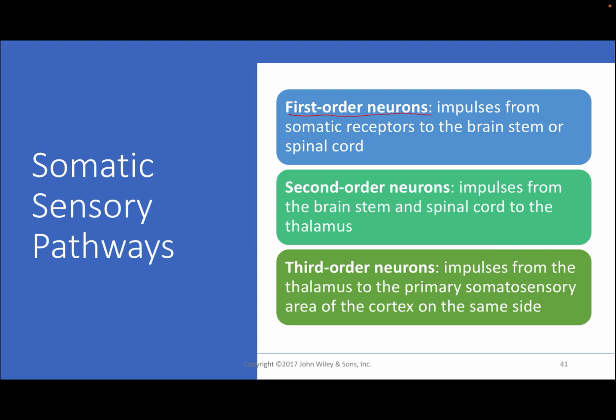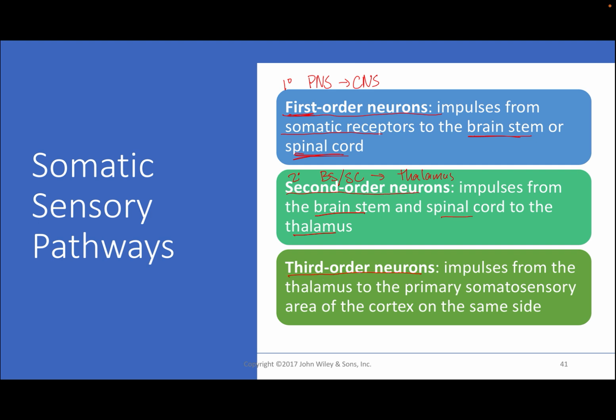We've mentioned our first order neurons before, right? Our somatic sensory pathway. This is where we're going to have impulses coming from our somatic receptors into the brainstem or the spinal cord. So this is where we're going from the peripheral nervous system into the central nervous system, specifically the brainstem or the spinal cord. This is our first order neuron. Our second order neuron, though, is going to be where that impulse goes from the brainstem and the spinal cord, and it's going to make its way to the thalamus. So we're going from the brainstem and spinal cord into the thalamus. And so that's our second order neurons.